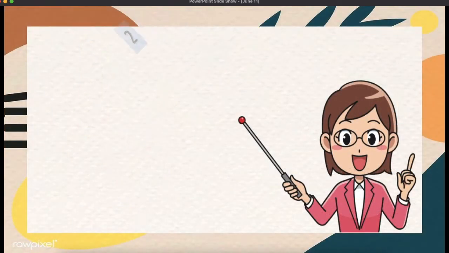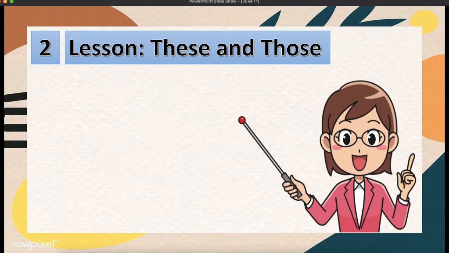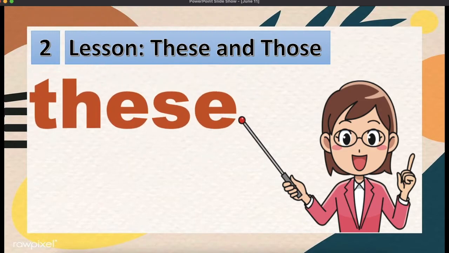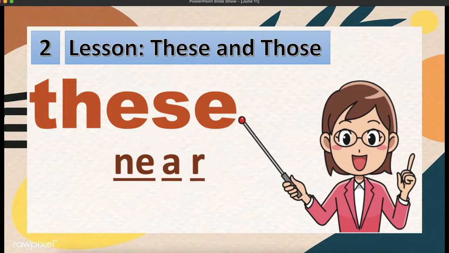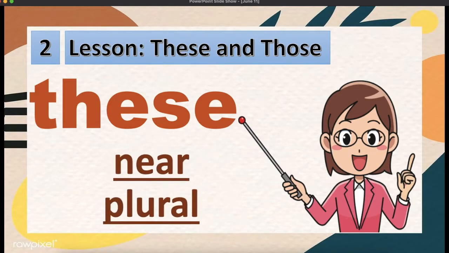So now let's move forward to our lesson. We are going to talk about this and those. Yesterday we talked about this and that. Yesterday, it's near and it's singular; that, it's far and singular. Right now, it's near and plural.